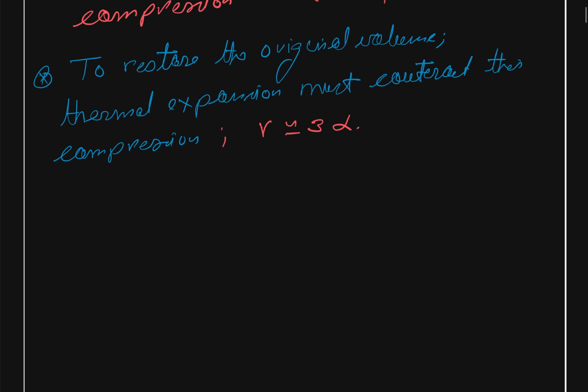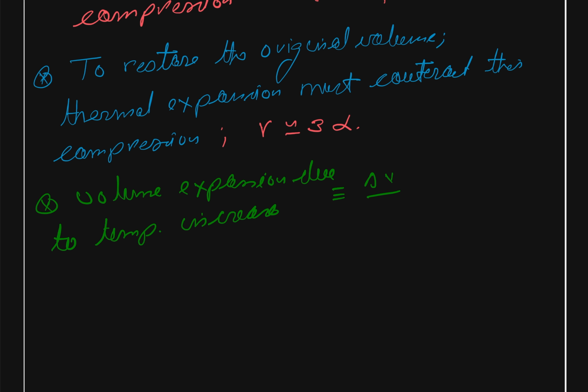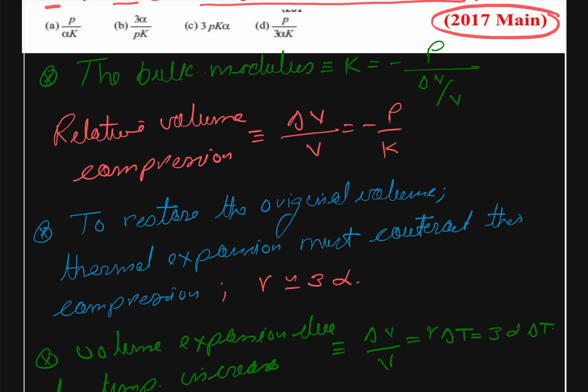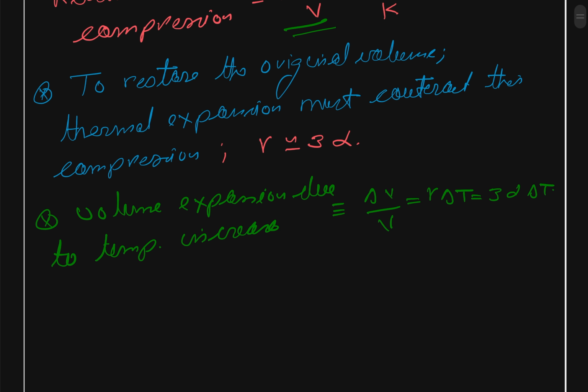Therefore we can write that volume expansion due to temperature increase, that will be our change in volume upon original volume, is equal to our volumetric expansion multiplied by delta T, or we can write this as 3 times alpha delta T. Now relative compression should be balanced by the corresponding increase.